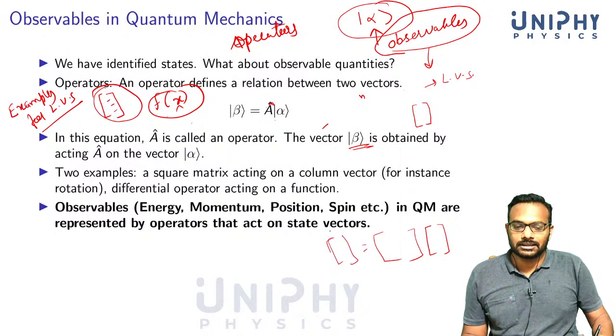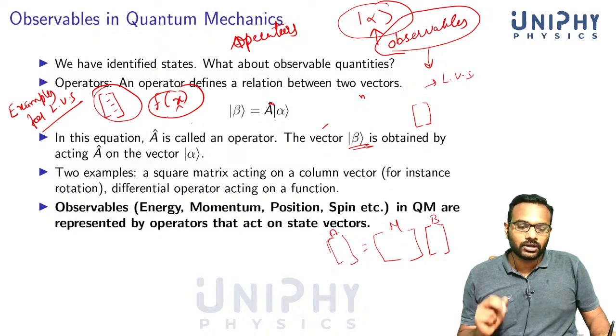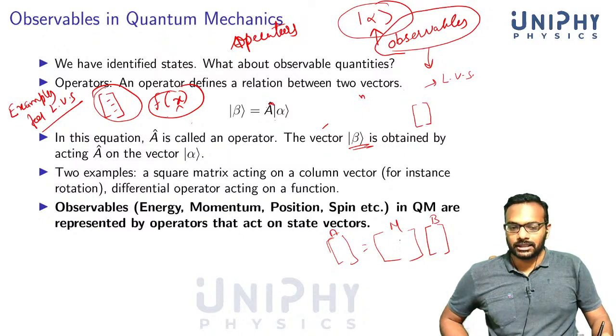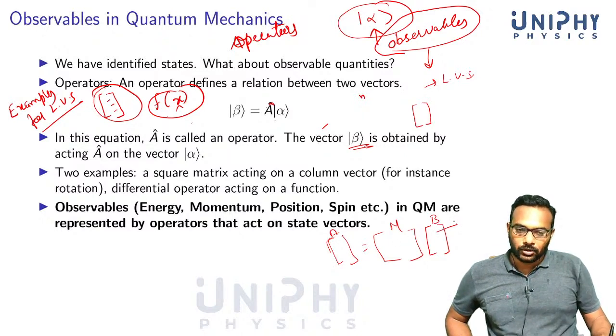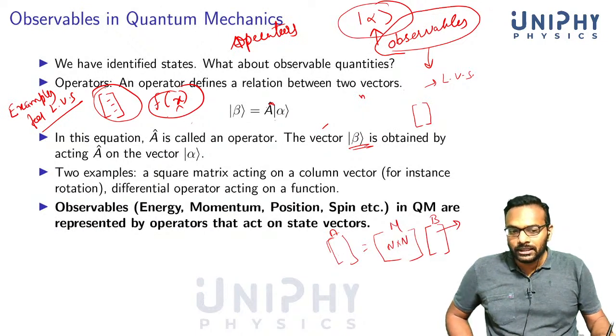So you'll call this A, this is some square matrix which I call M, and this is some other column matrix which is known as B. If you multiply a column matrix, or column vector as someone might call it, by an n by n square matrix, you will get another column matrix. So this is an example of an operator.